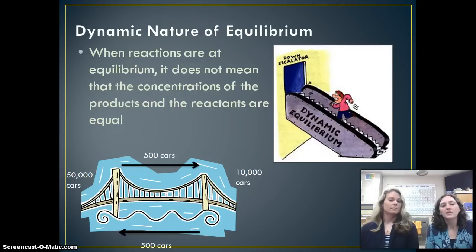Now, to show you that the concentrations don't have to be the same, think about a bridge. Let's say you're going from New Jersey to New York City, and there are 10,000 cars on the New Jersey side and 50,000 cars on the New York side. It could still be in equilibrium as long as you have 500 cars traveling from New York to New Jersey and New Jersey to New York. Because you're putting in the same as you're taking out. So at this point, it would be in equilibrium, even though they have different concentrations on both sides.